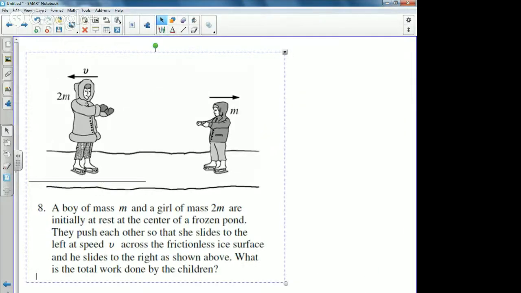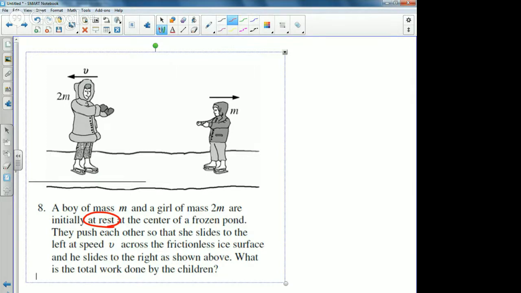Initially, how much momentum was there in the system? None, because they were at rest. Okay? So in this case, whenever you have a collision question or they're separating apart, there's always conservation of momentum.